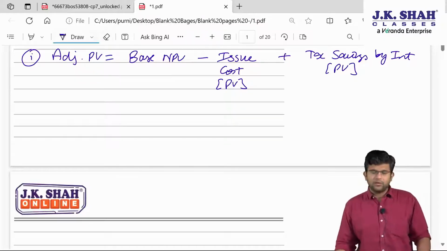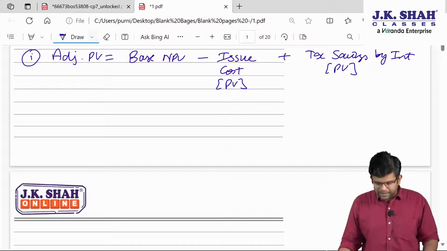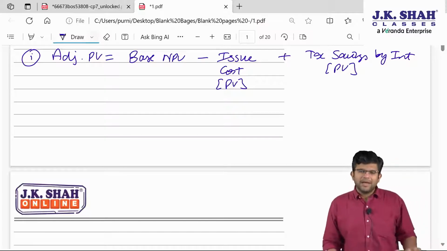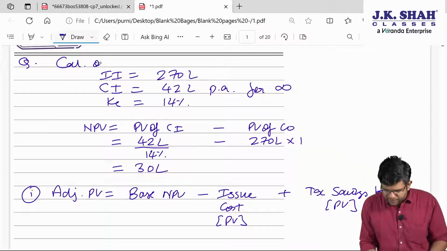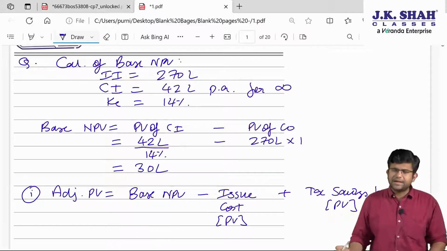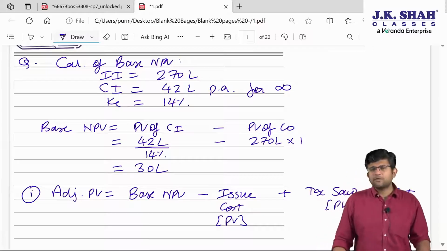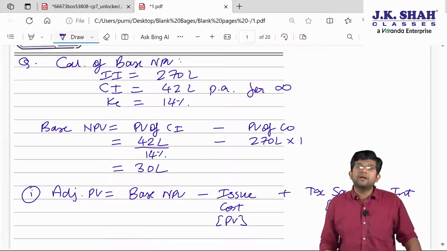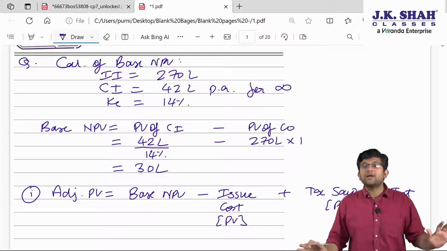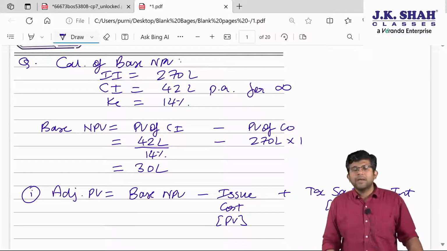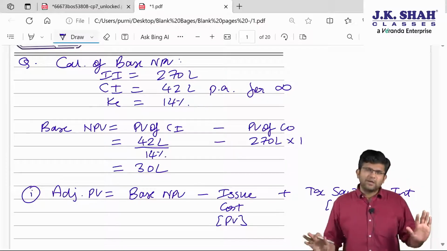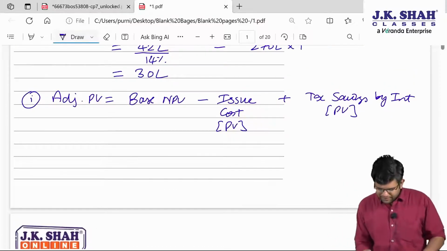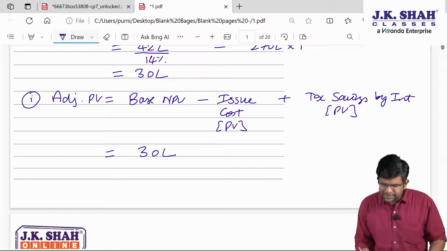First of all, I want to tell you that the base NPV that they are talking about in this formula is nothing but the NPV we just calculated, which means what we calculated here, calculation of base NPV. So what is the definition of base NPV? The definition of base NPV is the NPV that you will earn if the project is all equity financed. I'll again repeat, base NPV is the NPV that the company will earn if the project is all equity financed. So therefore, I will write here below base NPV as 30 lakhs.